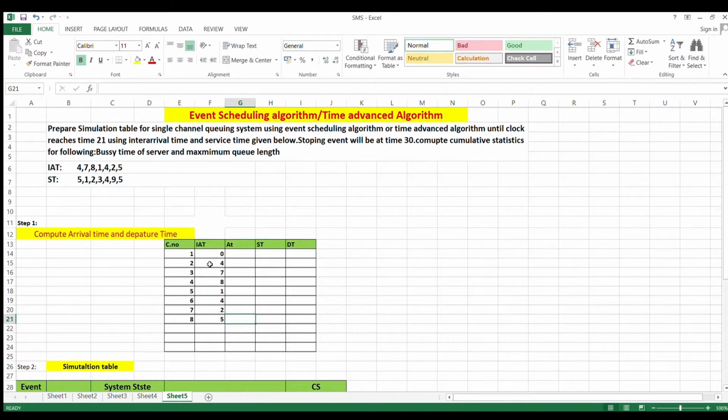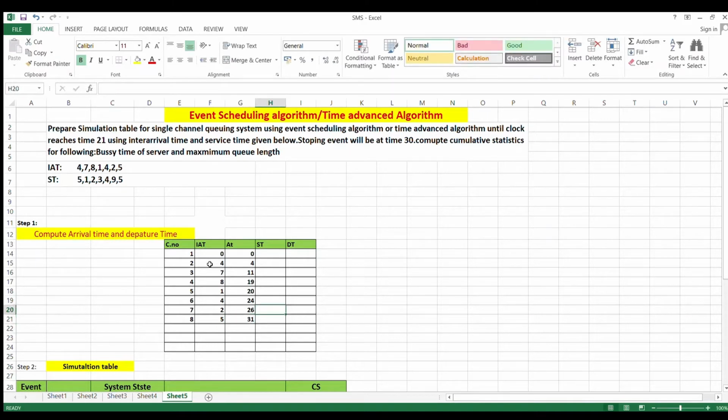Once the inter-arrival time is obtained, find out the arrival time. To calculate arrival time, the first customer is 0. Second customer 0 plus 4, 4. 4 plus 7, 11. 11 plus 8, 19. 19 plus 1, 20. 20 plus 4, 24. 24 plus 2, 26. 26 plus 5, 31.